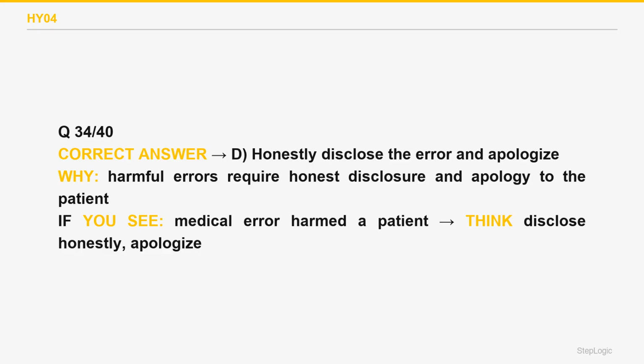The correct answer is D. Hiding the error to avoid a lawsuit is dishonest, violates the patient's right to know, and erodes trust further if uncovered. Choice wrong. Altering the chart to remove the mistake is falsification of the medical record, fraud on top of the original error. Choice E, wrong. The physician should honestly disclose the error and apologize.